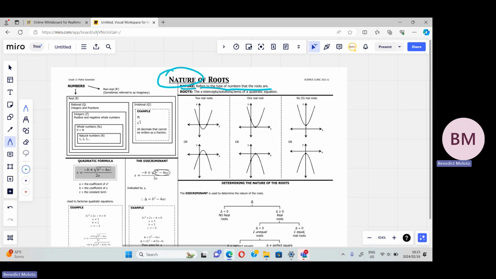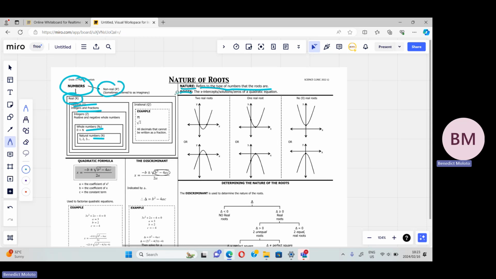Remember, we got a lot of numbers. We got real numbers. We got non-real numbers. We got rational numbers. We got integers and fractions. We got whole numbers. We got natural numbers. There is a lot of numbers that you can deal with. You can just go and look at this document and check the kind of numbers that we have. But I explained in one of my videos what kind of numbers we have, right? So here, as I said, we'll be looking at the nature of roots. We'll be looking at the type of numbers the roots are. And again, we'll be looking at roots.